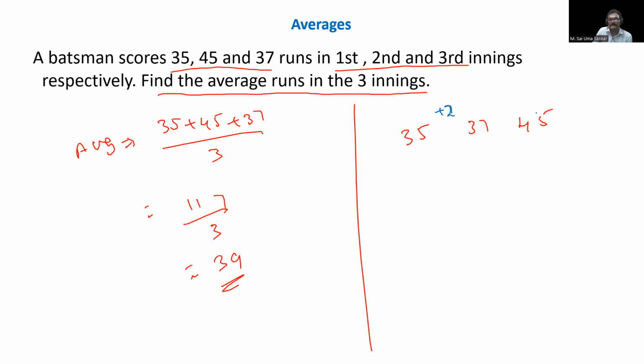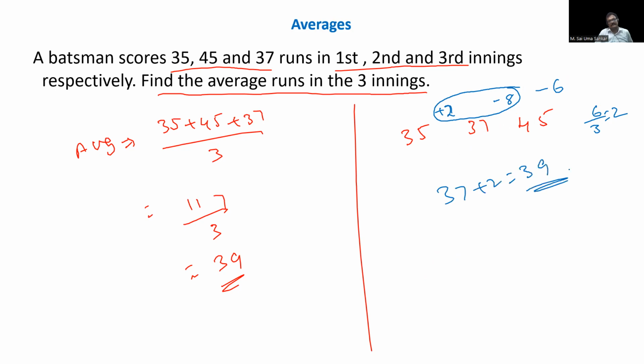And what is the difference between 45 and 37? That is equal to 8 or not? So what is the difference? That is equal to minus 6. Here minus 6 on 3 numbers. So 6 by 3, that is equal to 2 or not? So what is the average? That should be 37 plus 2, that is equal to 39. That's all. See, this is also very simple.